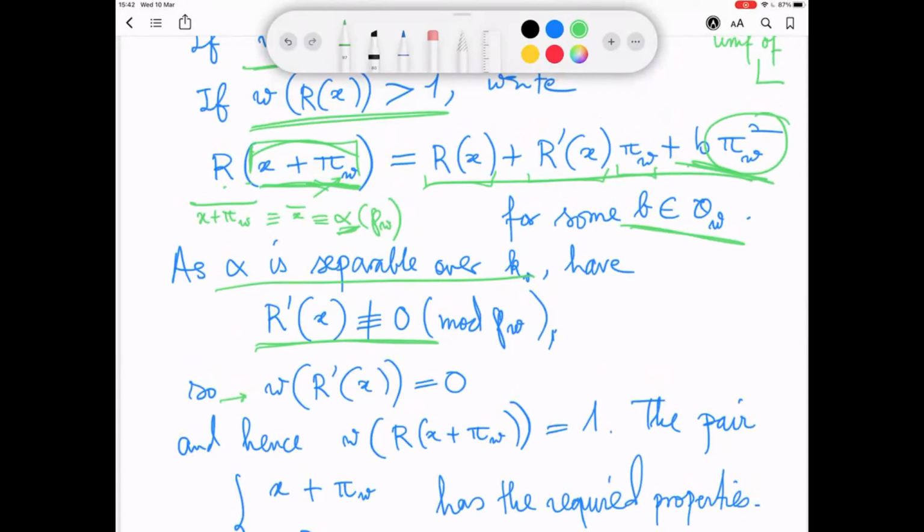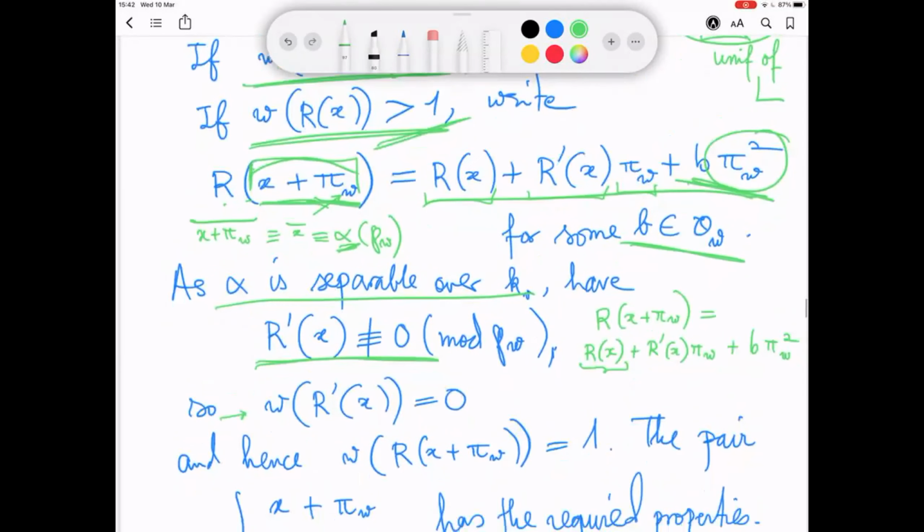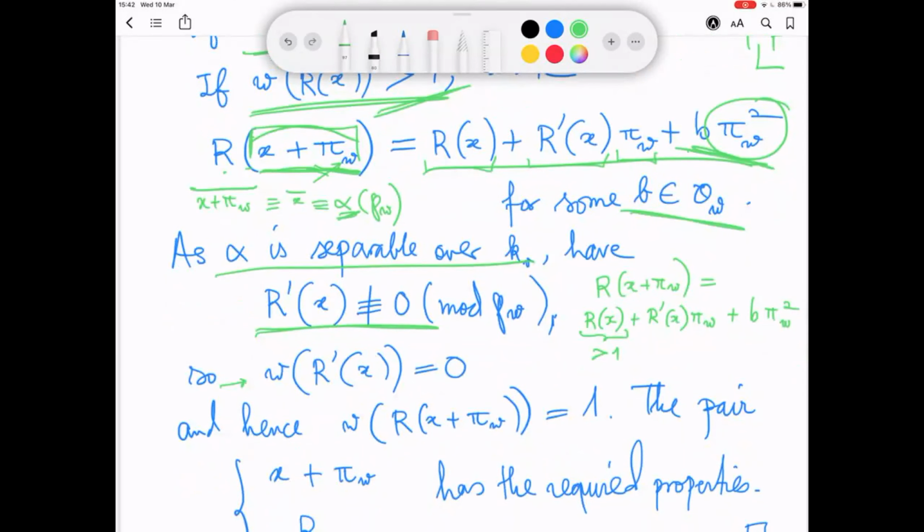So now, let's look at this identity. R of x plus pi w is equal to R of x plus R prime of x times pi w plus b times pi w squared. So there are three terms on the right. Let's look at the valuations of these three terms. R of x, what is the valuation? It's strictly greater than one by hypothesis. We are looking at that case. What is the valuation of this thing here? The valuation of pi w is of course equal to one, and the valuation of R prime is equal to zero. So the valuation here is equal to one.